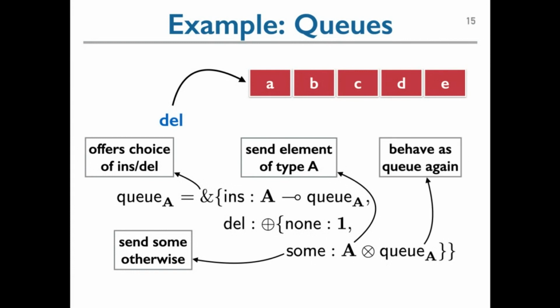So here, if the queue receives this delete message, then it sends back some followed by the element A that's at the head of the queue. And then because the type recurses, the data structure behaves as a queue again, so it can accept more inserts and deletes. So that's the interface that a queue data structure will basically provide to a client.